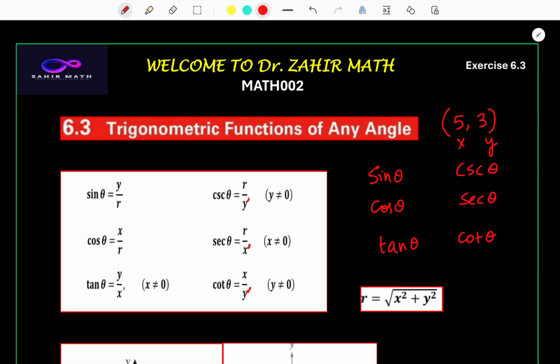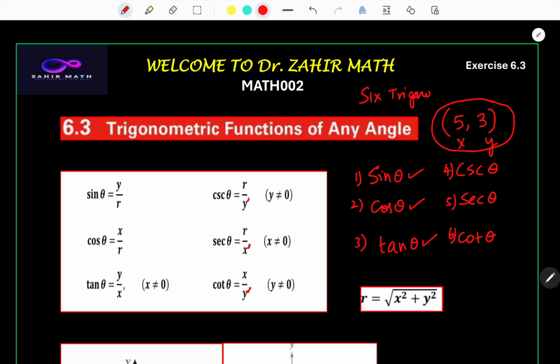So we are going to find the 6 trigonometric functions. Which are they? Sine theta, cosine theta, tan theta, cosecant theta, secant theta, and cot theta. There are 6 trigonometric ratios. We are going to calculate all these 6 ratios when you get the coordinates x comma y.